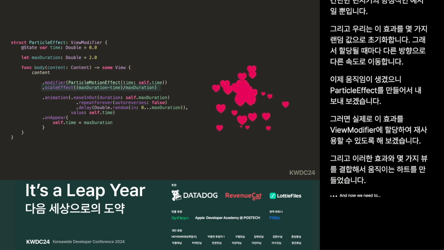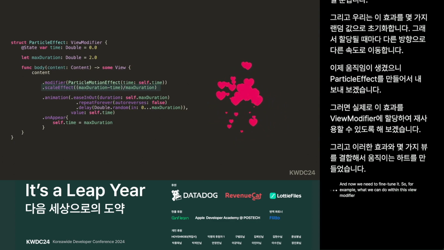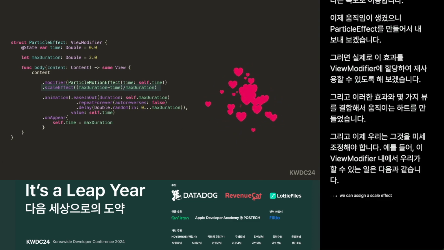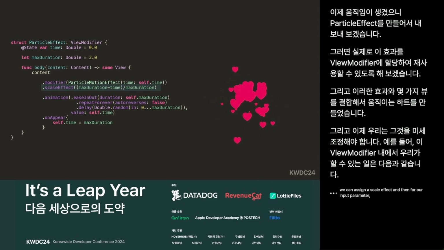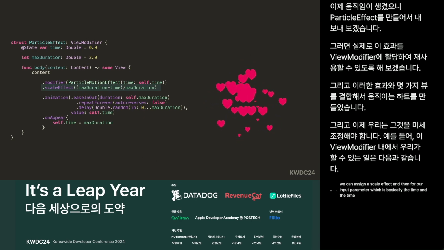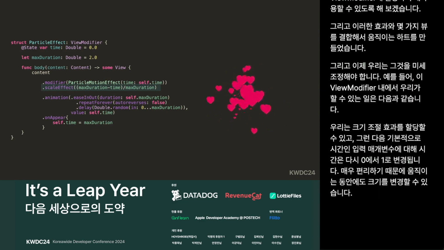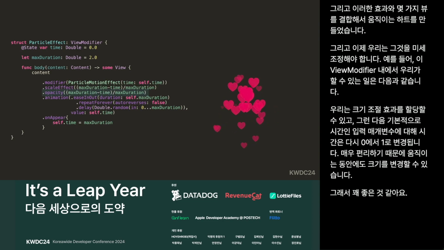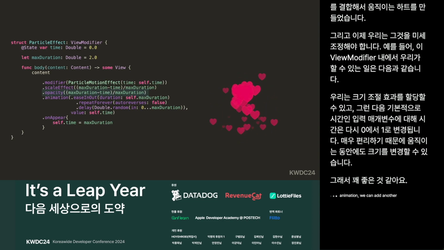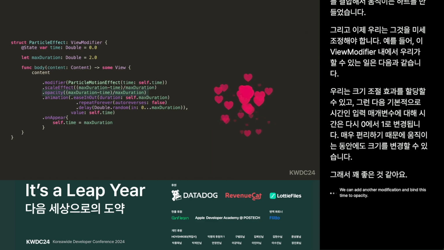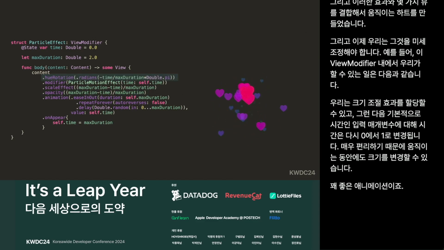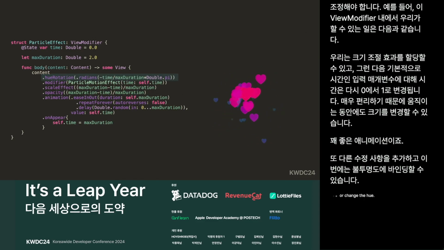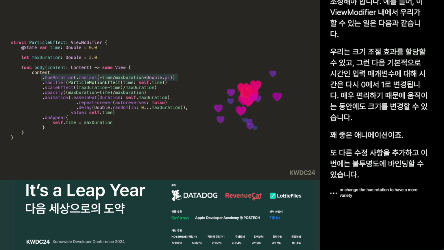And now we need to fine-tune it. So for example, what we can do within this view modifier, we can assign a scale effect, and then for our input parameter, which is basically the time, and the time again goes from 0 to 1 because it's very convenient, we can change the scale during the movement. So it's kind of nice animation. We can add another modification and bind this time to opacity, or change the hue rotation to have more variety in the effect.